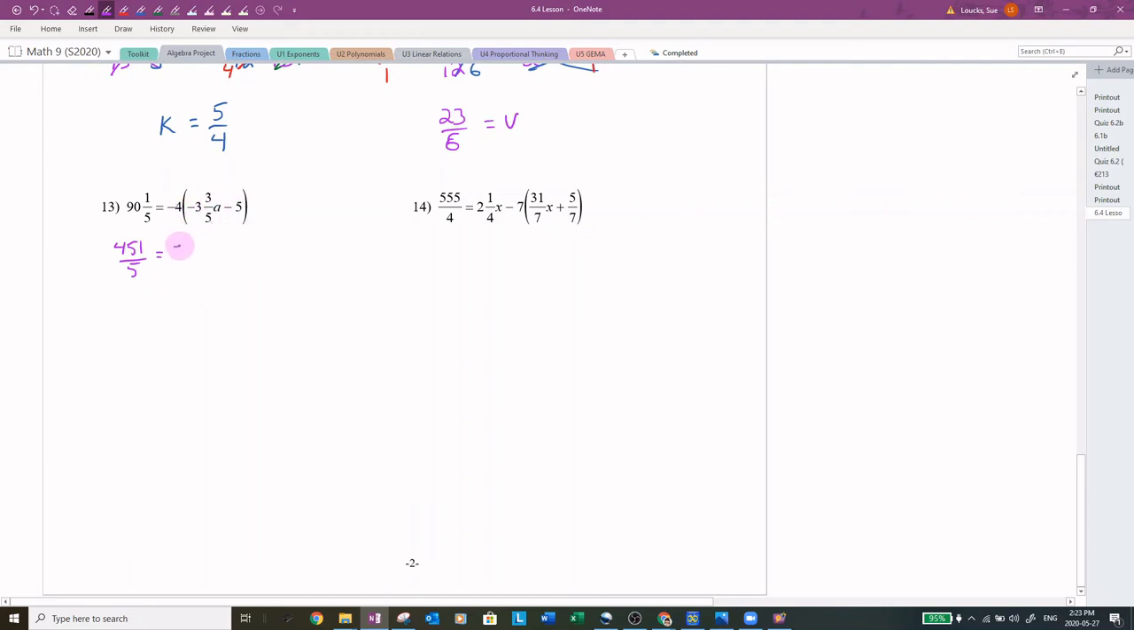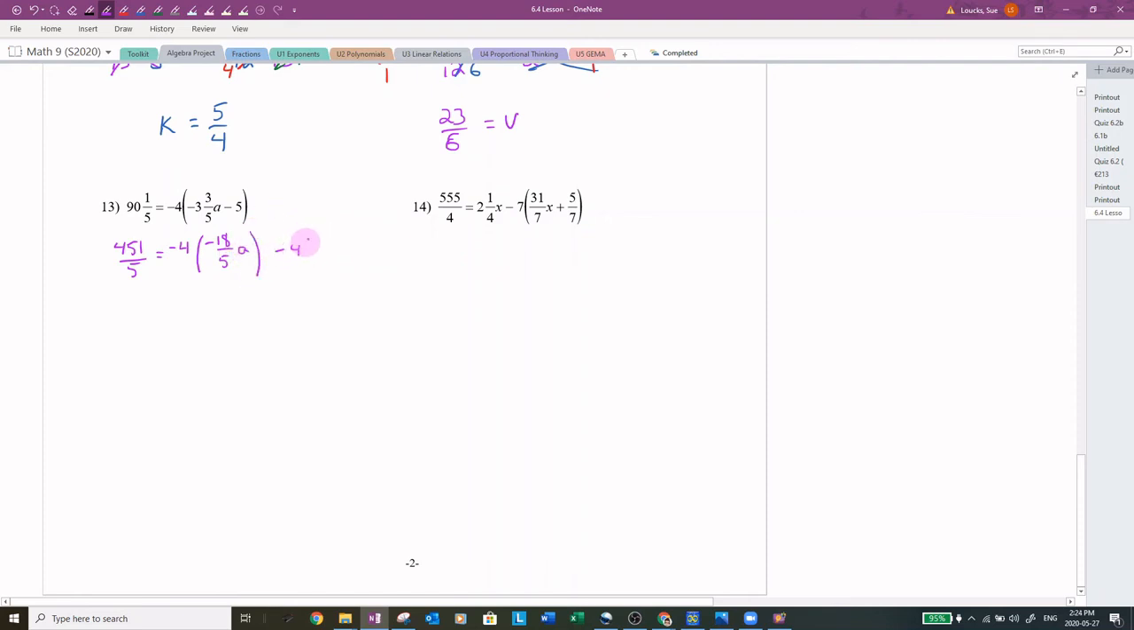So now I have negative 4 times, oops, this pen has just started doing this really annoying thing where it bleeds. Okay, minus 4 times. I'm going to rewrite this negative 3 and 3/5 as an improper fraction. So 3 times 5 is 15 plus 3. So this is minus 18 over 5a.